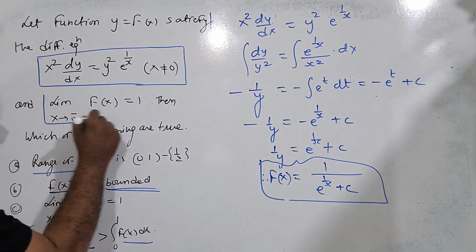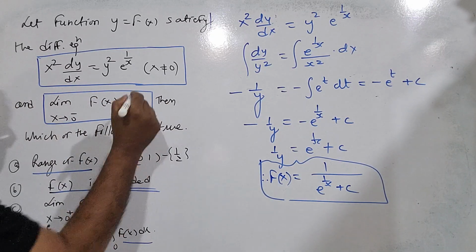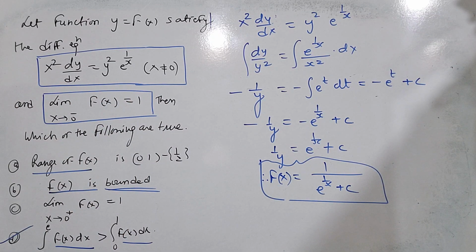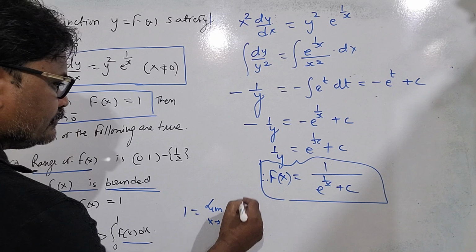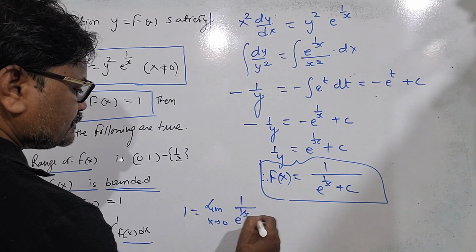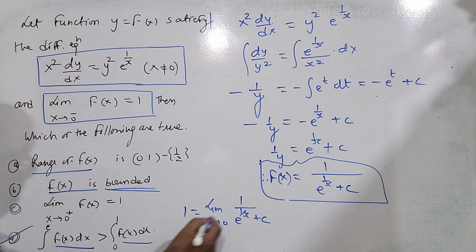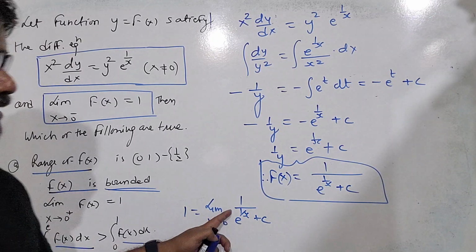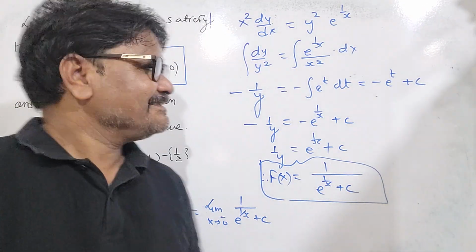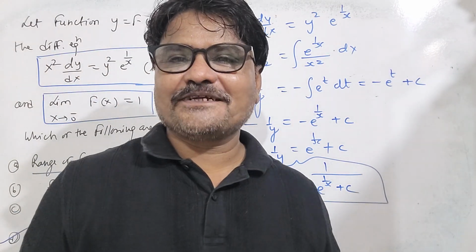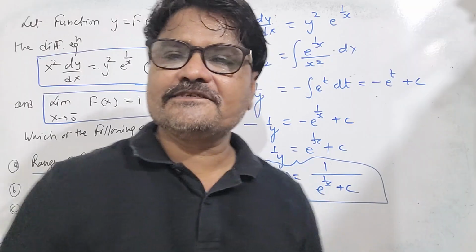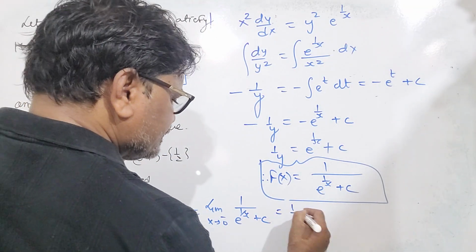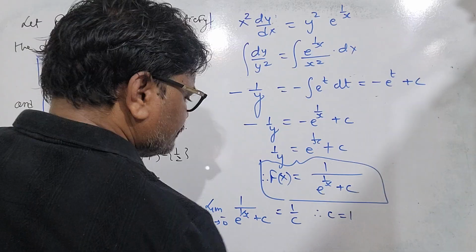The limit as x approaches 0 from the negative side, the left hand side limit, is 1. We can determine c from here. So 1 = limit as x tends to 0 negative of 1/(e^(1/x) + c). When x approaches 0 from the left hand side, e^(1/x) is 0. So that is equal to 1/c. So finally you get c equal to 1.